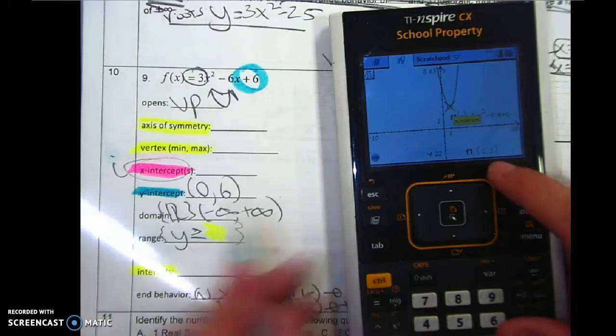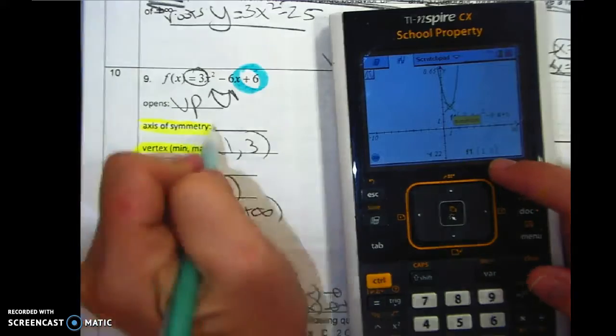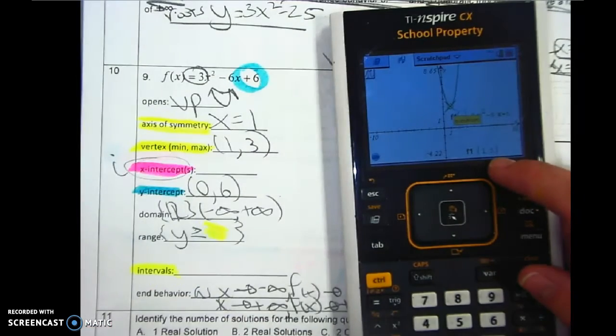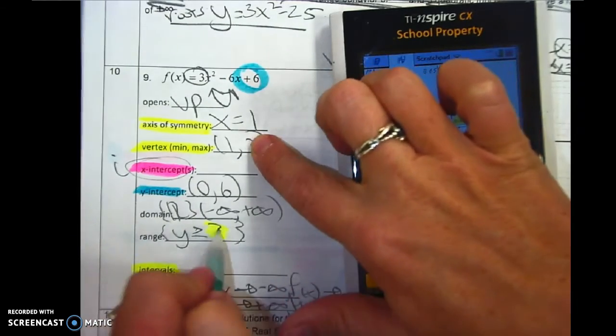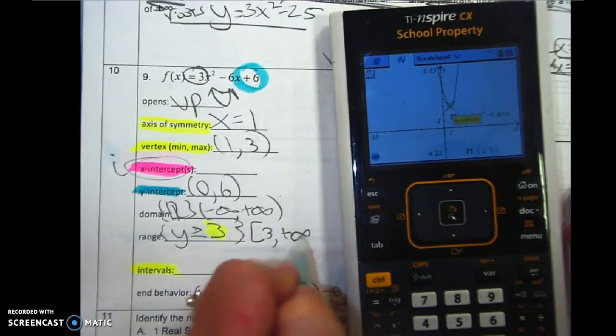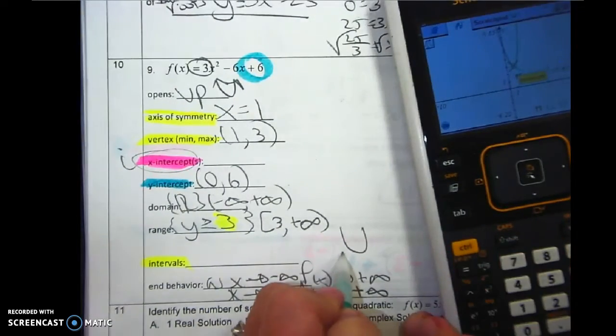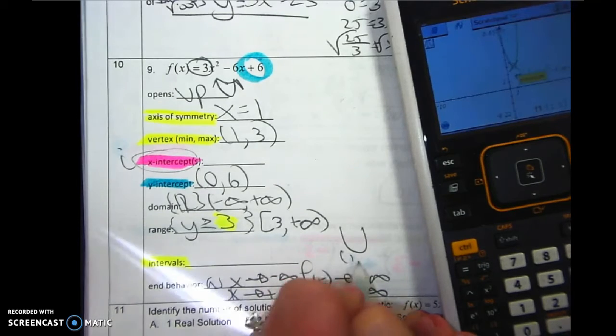They told me the minimum is (1, 3). So if the minimum is (1, 3), I have the axis of symmetry and the y value of my vertex. I can tell you the range goes from 3 to positive infinity. My intervals, I'm a visual learner, are based on that (1, 3).